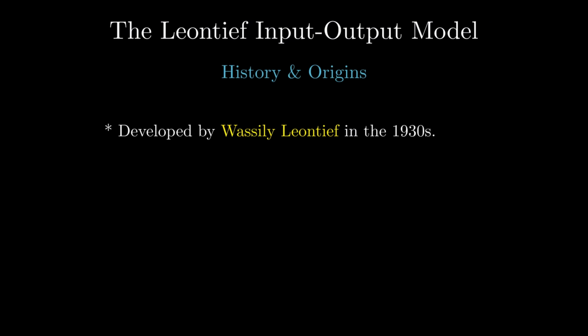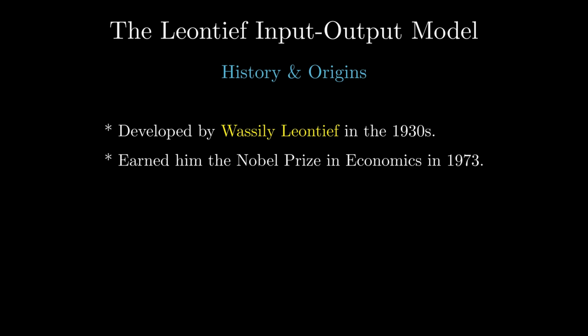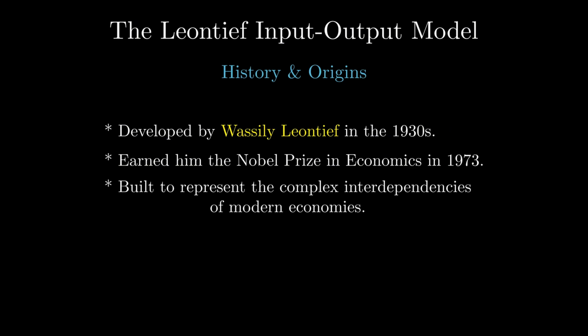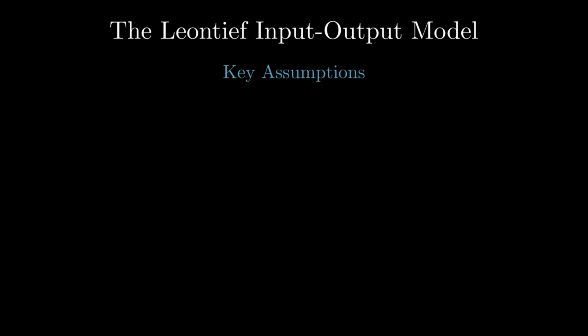Developed by Wassily Leontief in the 1930s, which actually won him the Nobel Prize in 1973, this model takes the chaotic, tangled web of modern industries and turns it into clean, solvable math. Let's break it down. Before we build an economy, we need some ground rules.